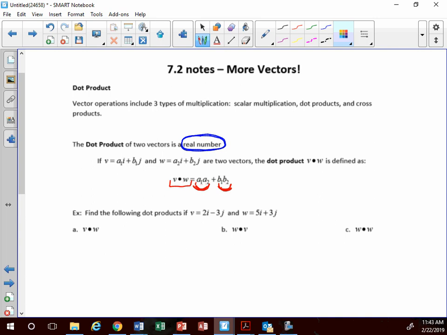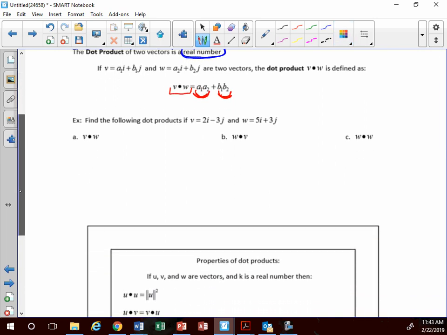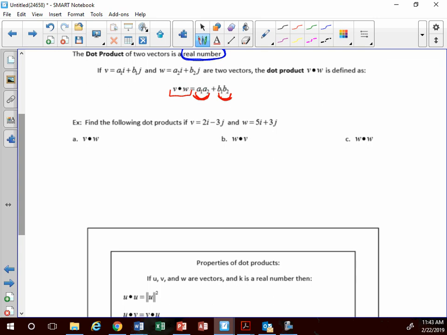All right? So, for example here, if I do v dot w, if you look at my vector v here is 2, -3, w is 5, 3. So I'm going to do 2 times 5 plus -3 times 3. And -9, I get 1. Pretty simple. Dot products are not hard. It is just multiplying. Okay.